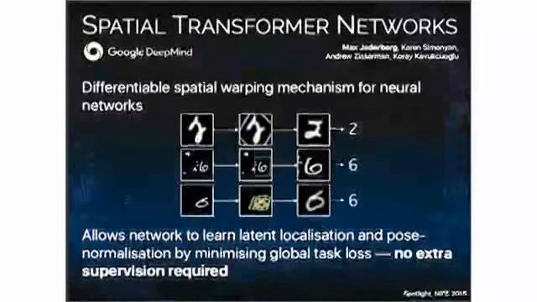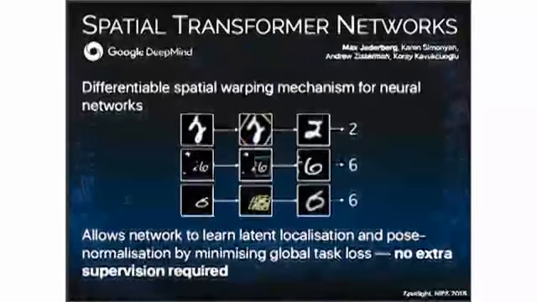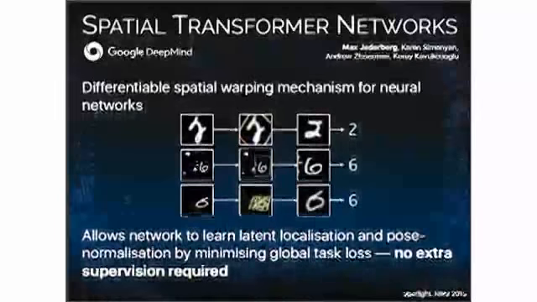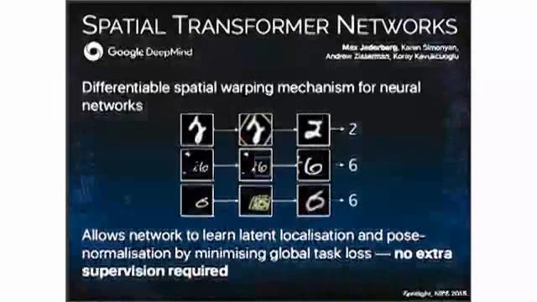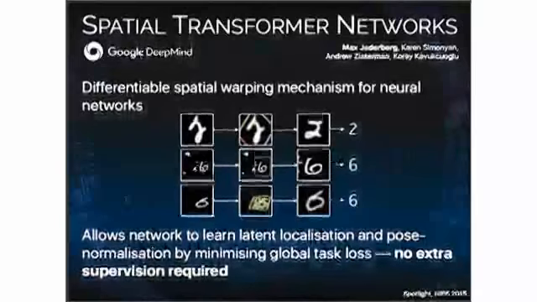Normally with convnets, we rely on multiple layers of max pooling to achieve spatial invariance or some sort of inherent pose normalization. But here we define a new module, the spatial transformer, which has a differentiable spatial warping mechanism in it. Because it's differentiable, you can just drop it into networks anywhere you want and train it from the global task loss without any extra supervision.